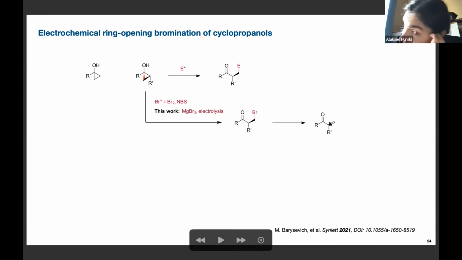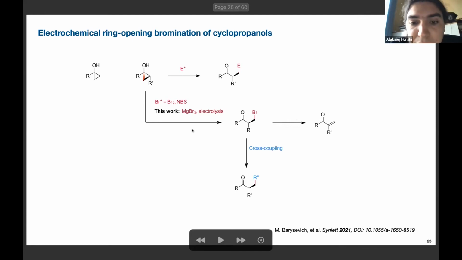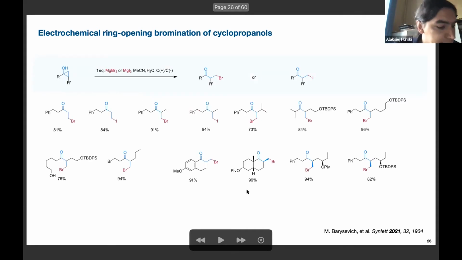The application was limited to this, and it's lost. We lose this chiral stereocenter. It's not an ideal application of these molecules. So we wondered if it would be possible to use these bromides in cross-coupling to obtain chiral ketones. And this is what we did.